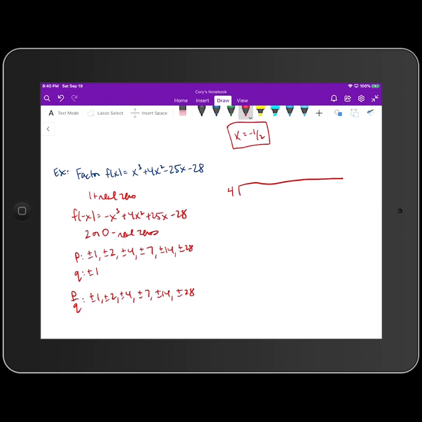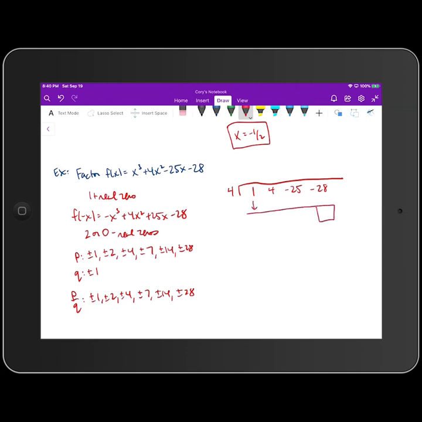So when we do synthetic division with number 4, we're going to list the coefficients of our polynomial, so I'm not missing any terms. The first coefficient is 1. The coefficient of the x squared term is 4. The coefficient of the x term is negative 25. And the constant term is negative 28. And then we're going to do synthetic division here.